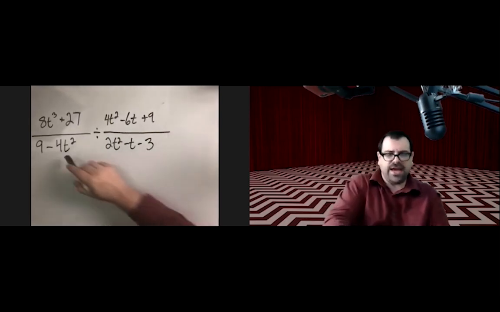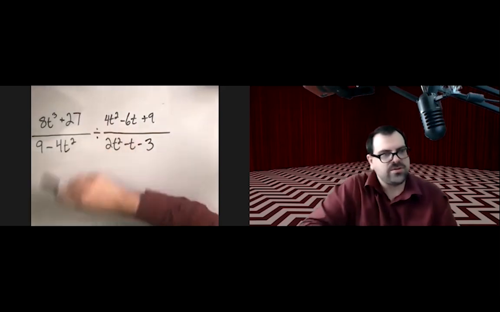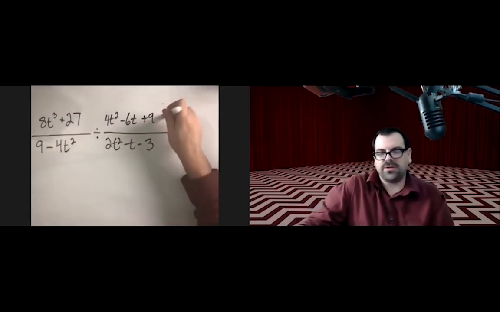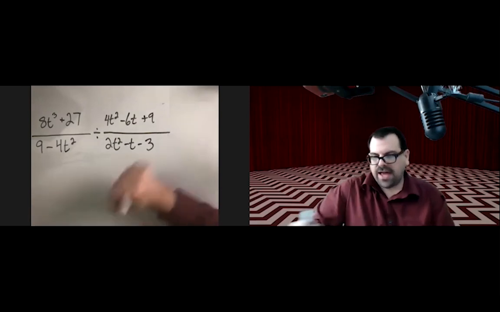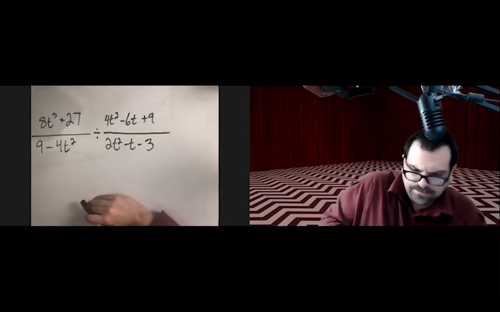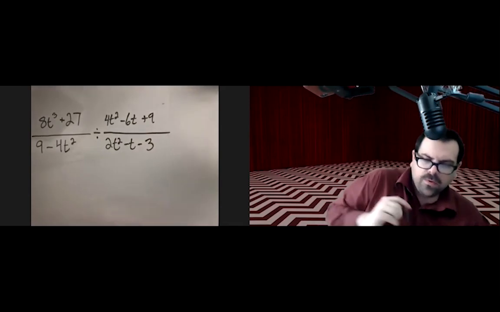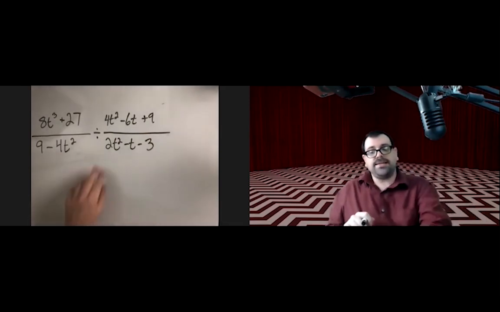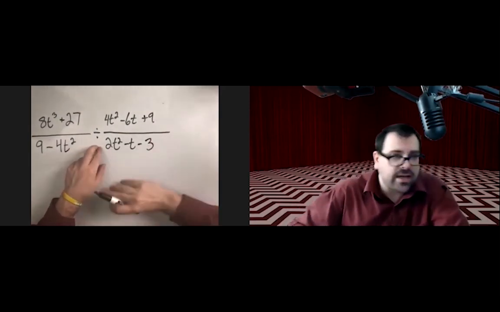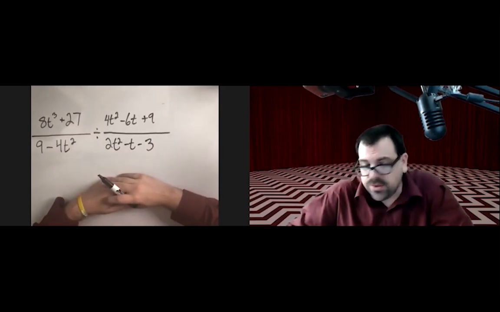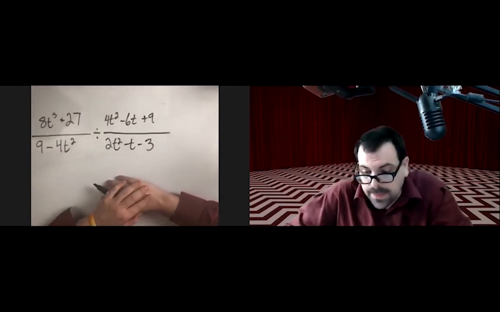Not to worry though, we can factor these other three. And as soon as we factor the top left, you're going to feel more comfortable about not factoring this one. Now, some people might see the division problem and want to change it to a multiplication by flipping the second fraction right away. Don't do that. I'm going to explain why. Hopefully you heed my warning.